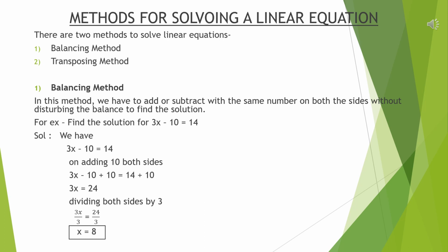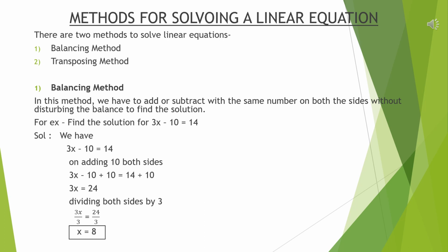We have some methods for solving a linear equation. There are two methods to solve a linear equation. First, balancing method. Second, transposing method. Now let's understand what is balancing method. In this method, we have to add or subtract the same number on both the sides without disturbing the balance to find the solution.